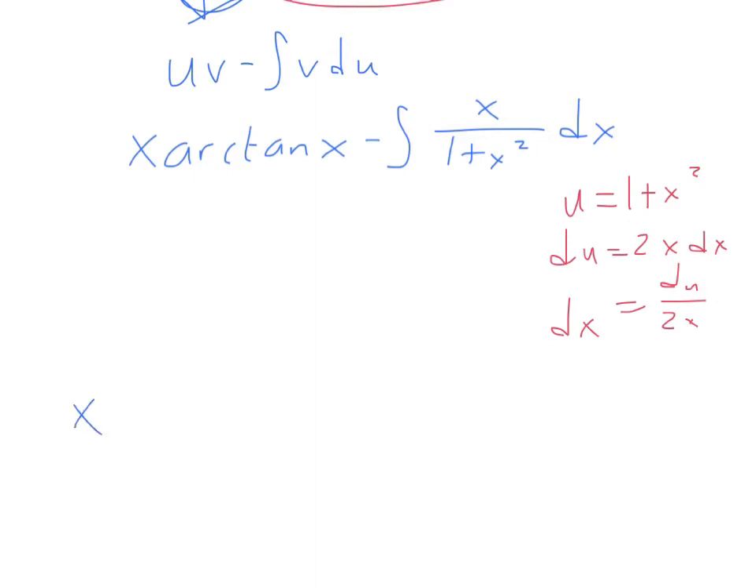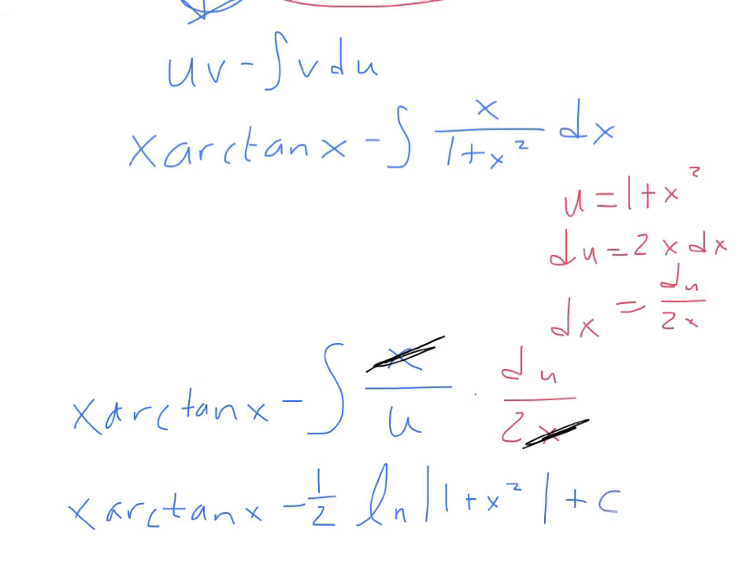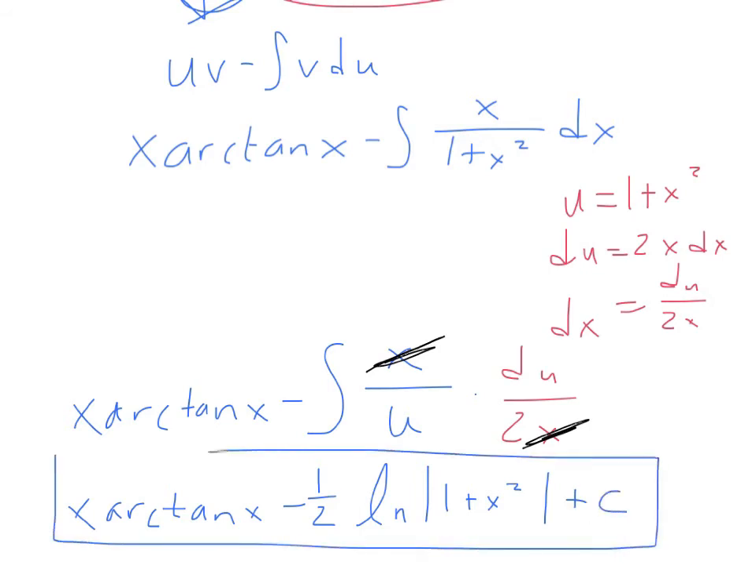So now we've got our x arctan x minus, and now we're going to have to work with this integral, x over u times my du over 2x. How marvelous. Those x's will divide out. I have x arctan x minus 1/2. We've got the integral of 1 over u. We might as well just do that. That's going to be the natural log of the absolute value of u, but u was 1 plus x squared, plus c. And there it is.